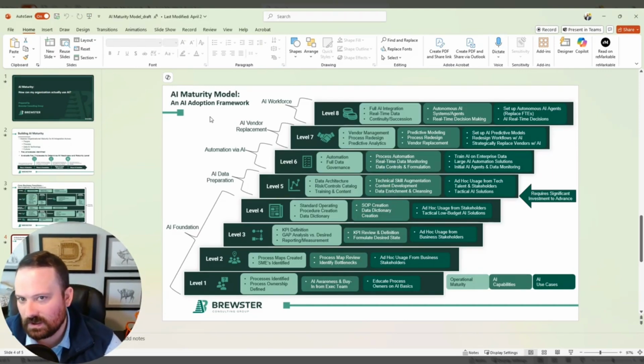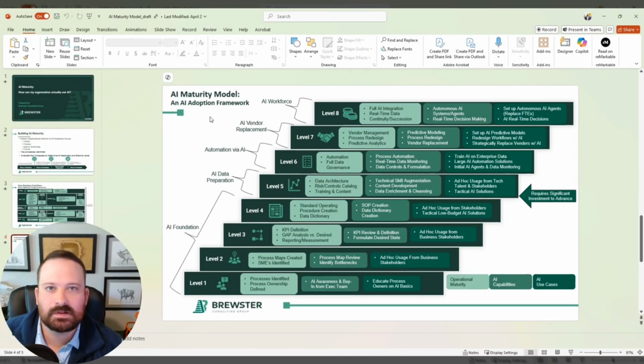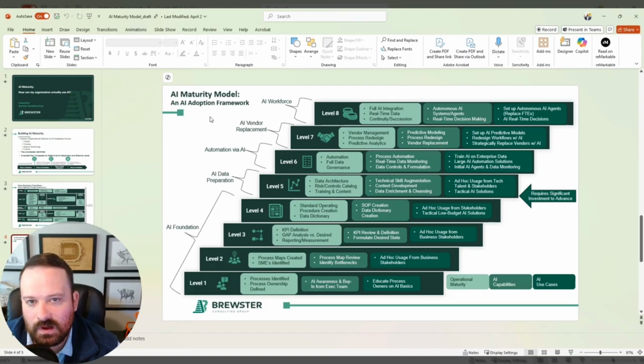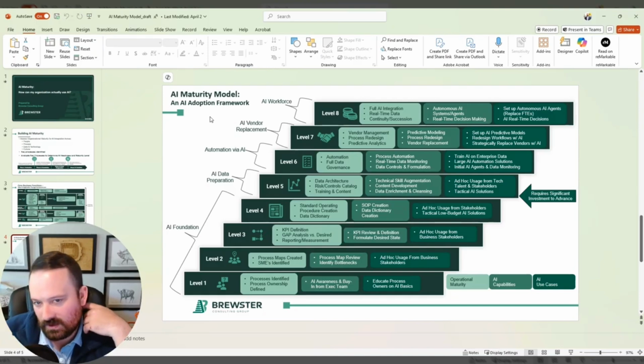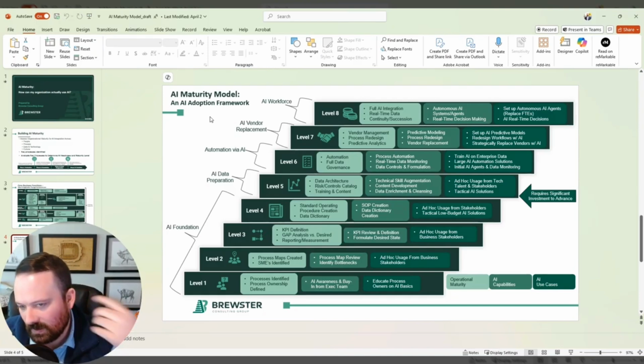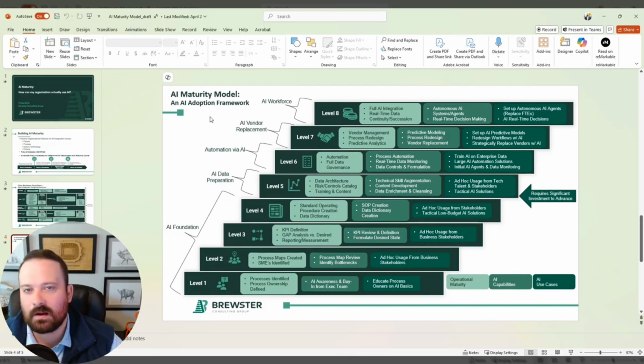Then we get to level 5, AI data preparation. This is where, as a business, you have to make a significant investment into building an architecture that supports the future AI use cases that you want to accomplish. So at this stage, it's really about building your architectural environment. And the use of AI at this stage is again primarily ad hoc, augmenting your technical skills, development skills, things like that.